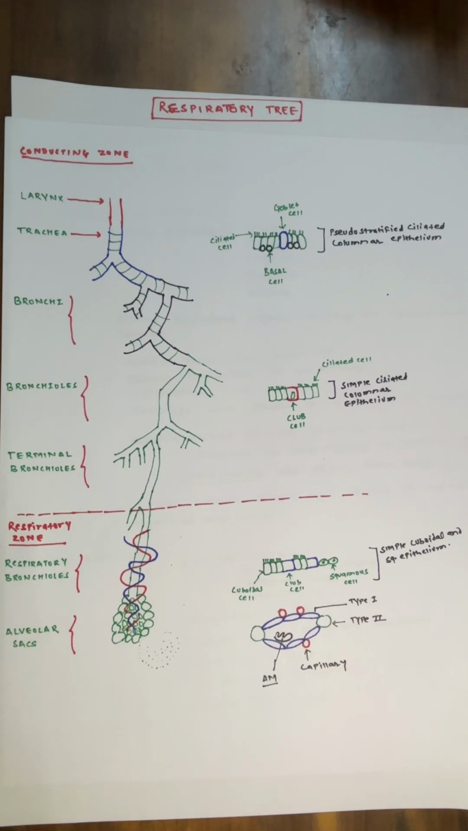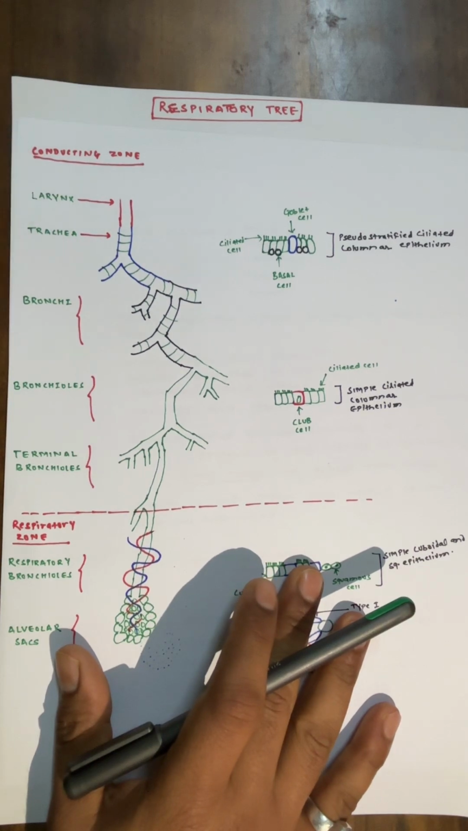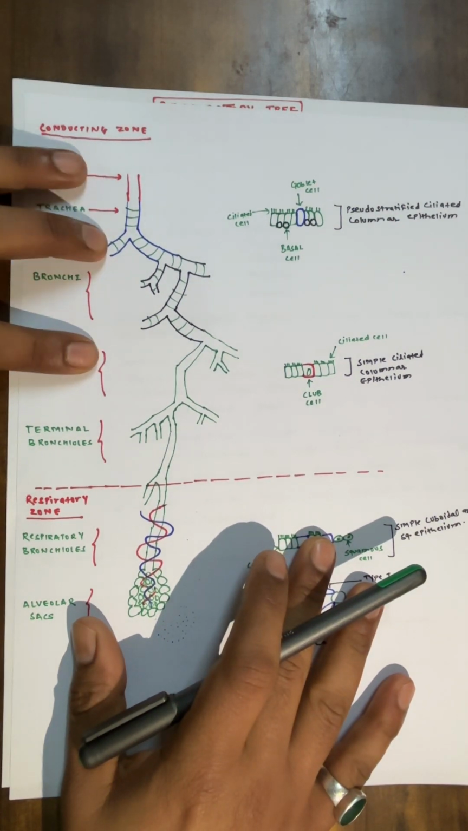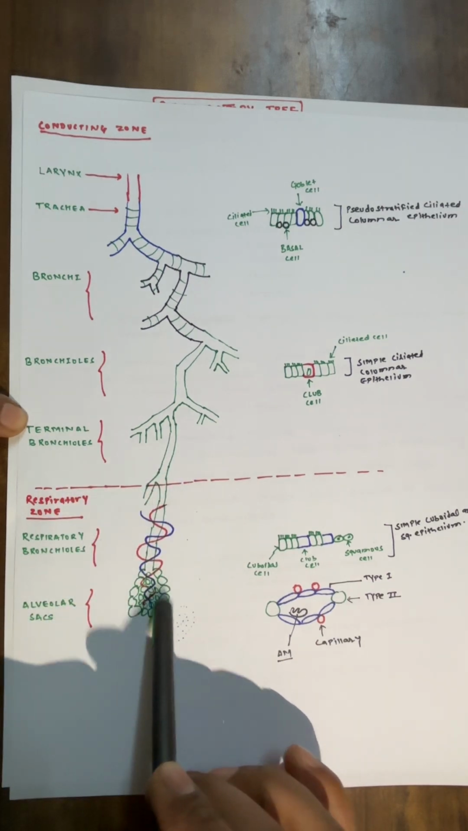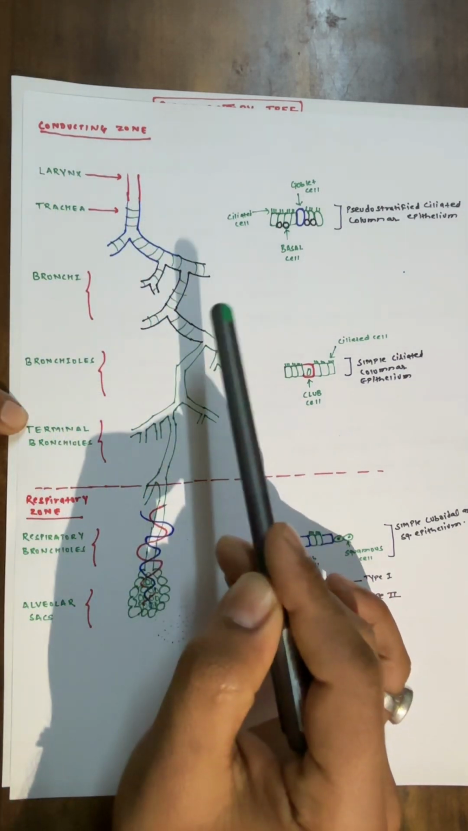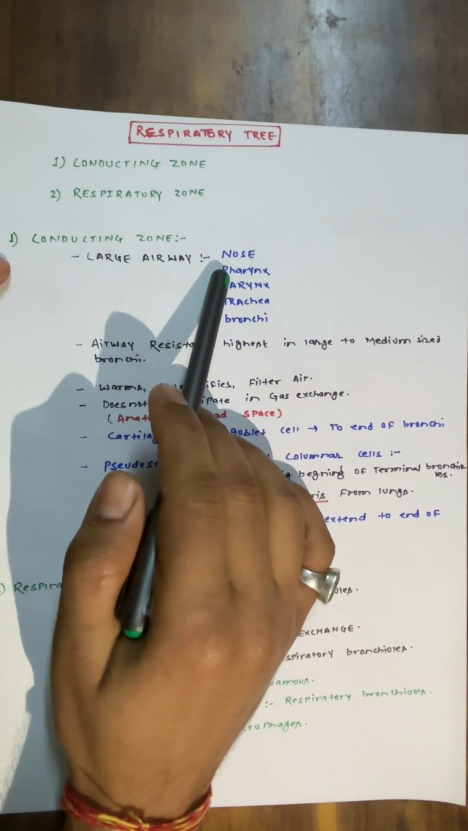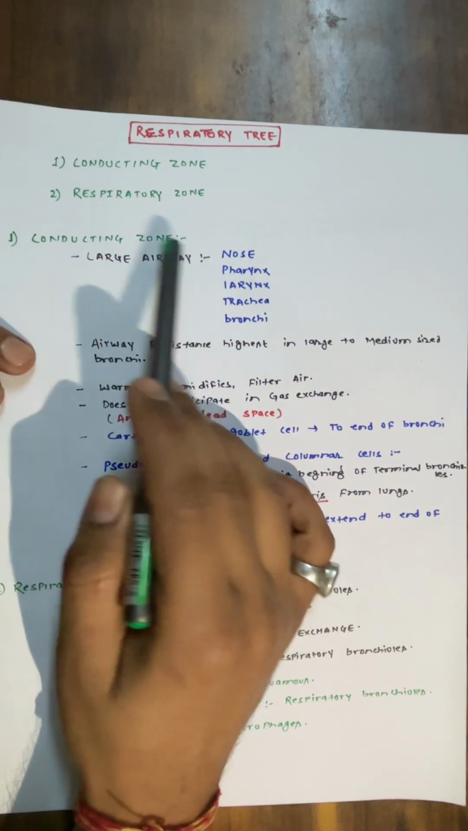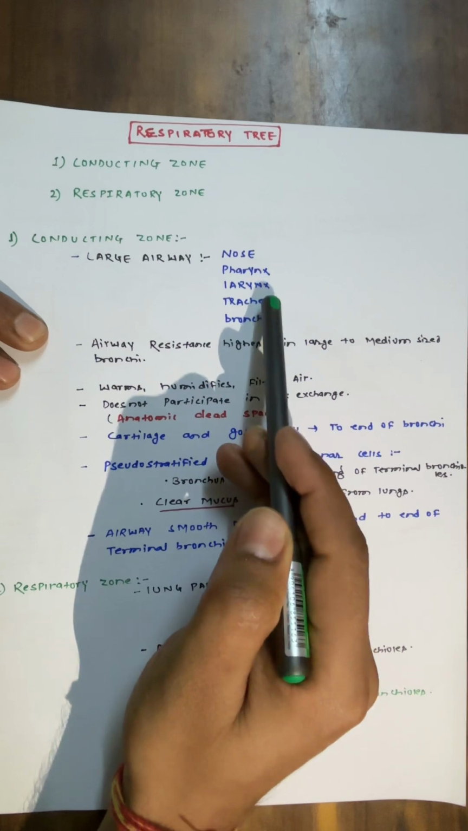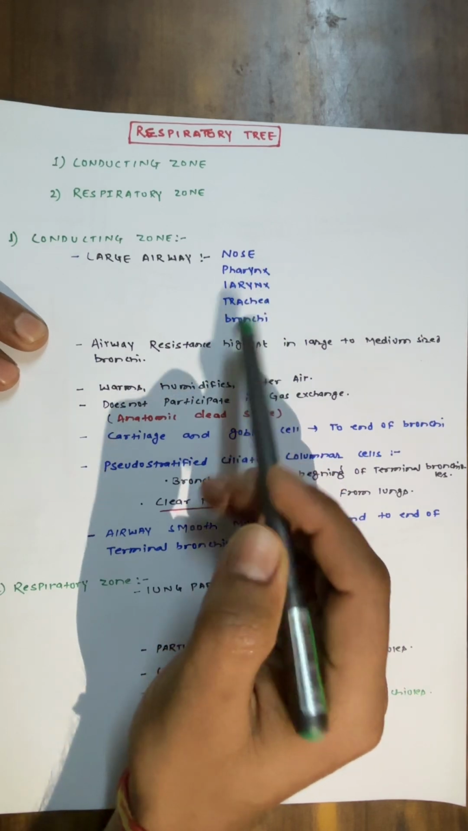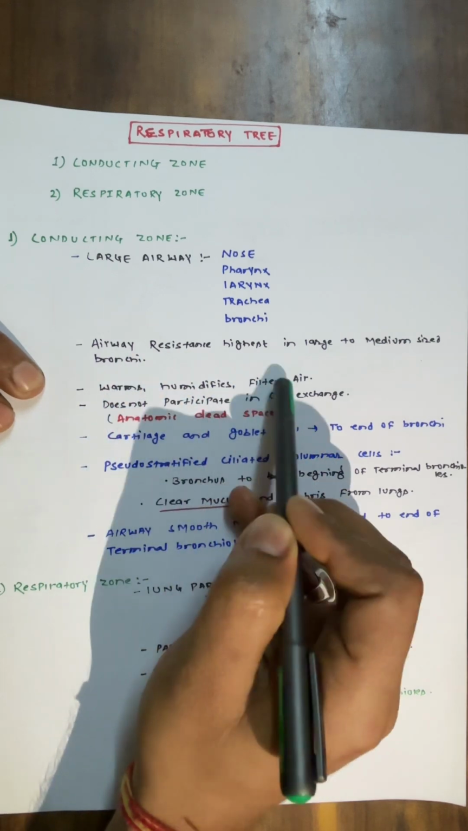We'll start with the respiratory tree. Before talking about it, always remember there are two zones: one is the conducting zone, and one is the respiratory zone. First we'll talk about the conducting zone. This consists of large airways, that is nose, pharynx, larynx, trachea, and bronchi. The main function of the conducting zone is to warm, humidify, and filter the air.